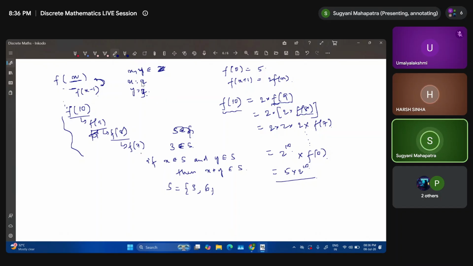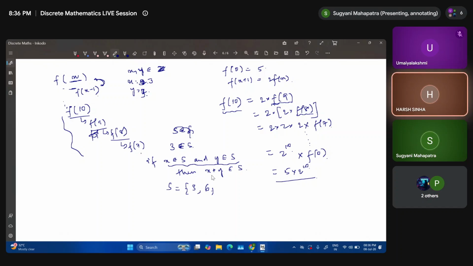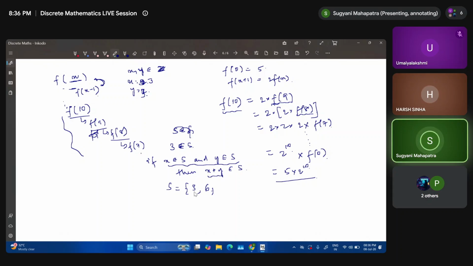So now let's go to the next part. Let's go to x is equal to 3, y is equal to 3. If x is equal to 3, y is equal to 3, then this condition is getting satisfied, right? So I can safely claim that 6 is also in S.